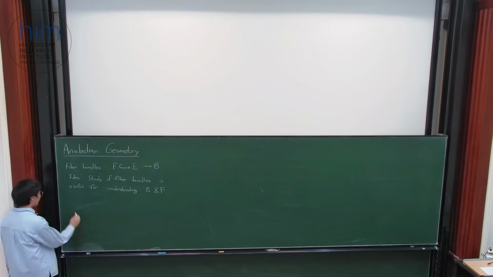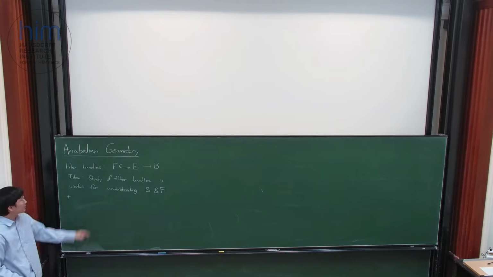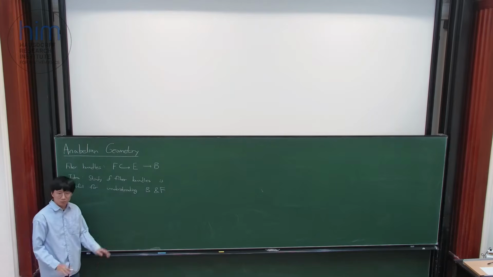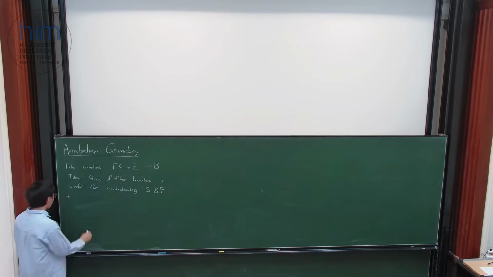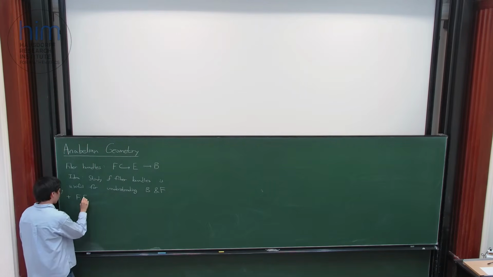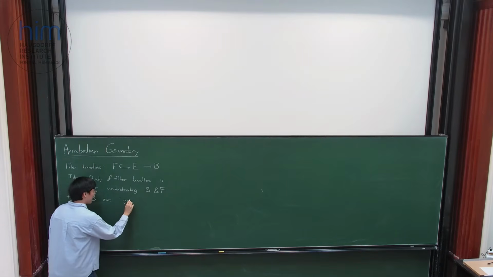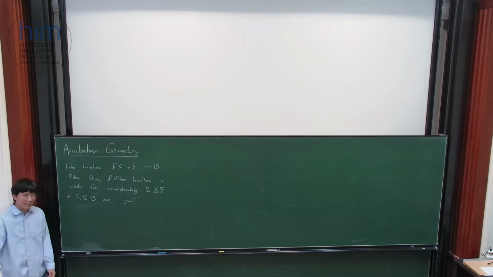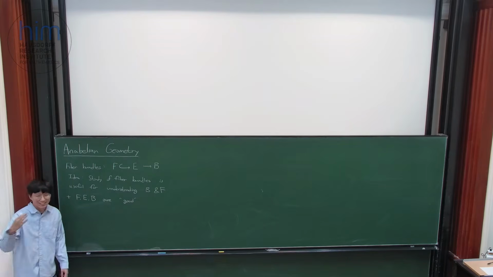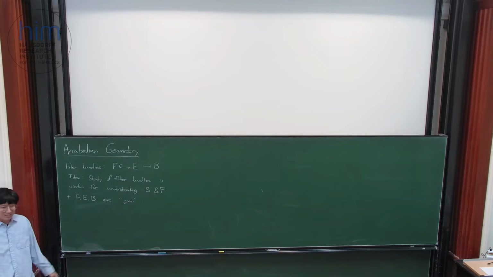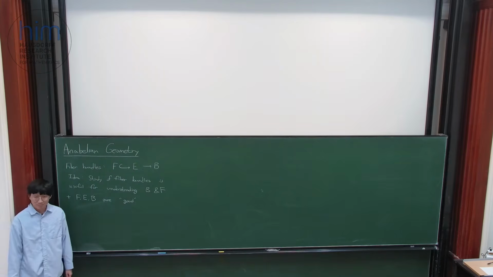And moreover, I will assume that here F, E, B are just topological spaces. However, I will assume that all of them are good. I will not talk about Hawaiian earrings or the rational numbers or something like that. These are all good spaces.